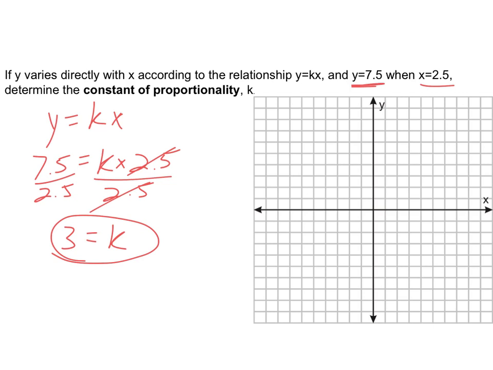If we looked at that on the graph, if we plotted this point here, that y is 7.5 when x is 2.5, so x 2.5 is right here, y 7.5 is right here. So where they would meet is this point, and like we said before, it always goes through the origin. So our graph would look something like this.